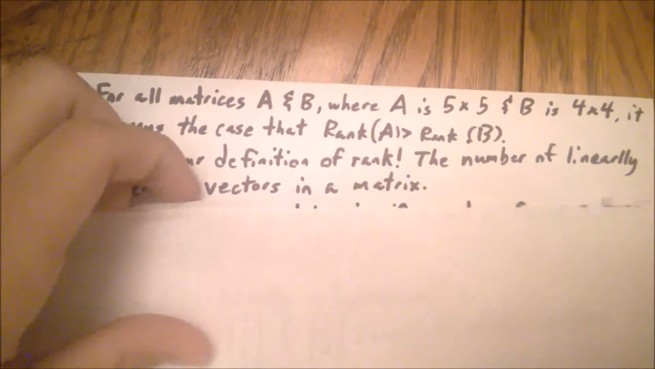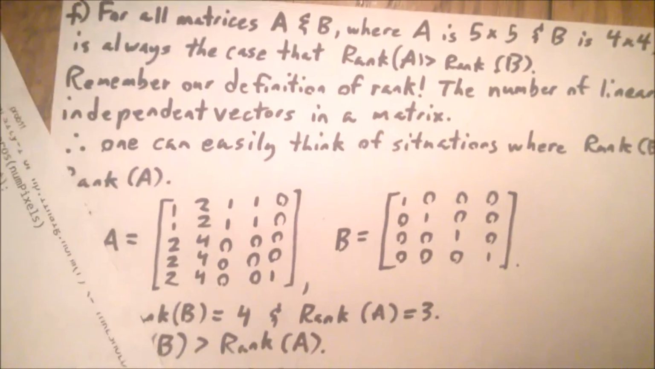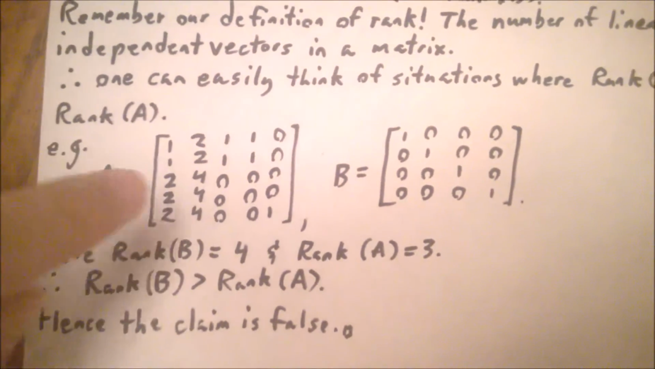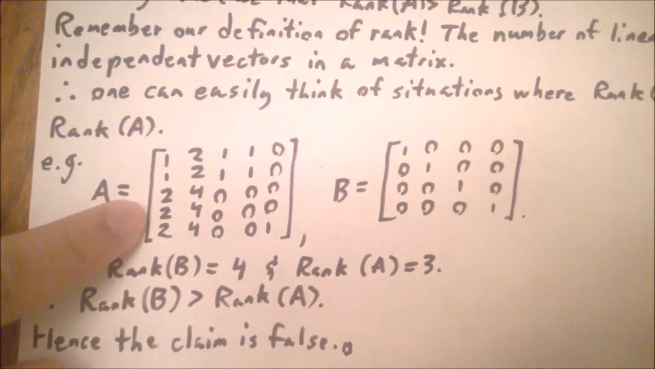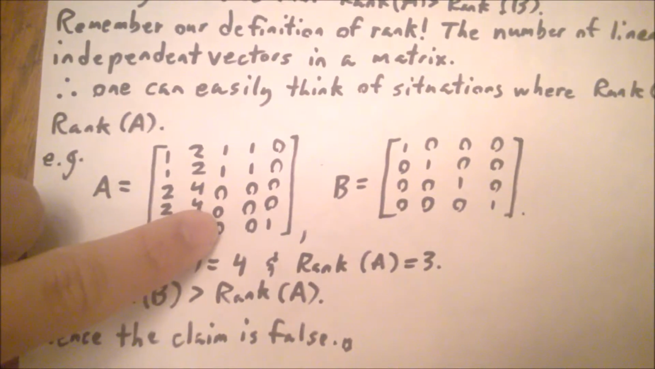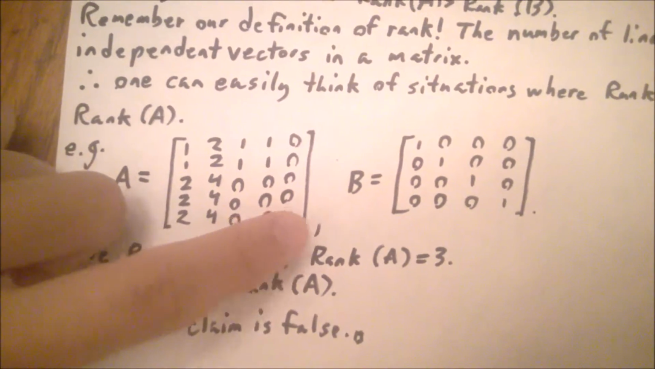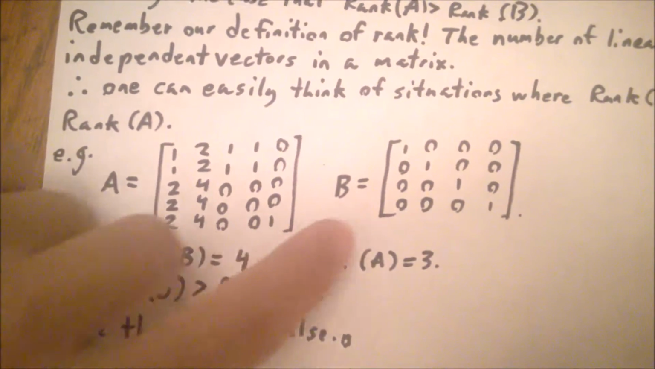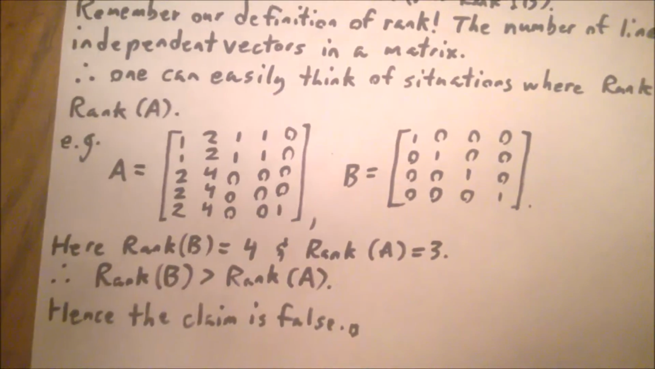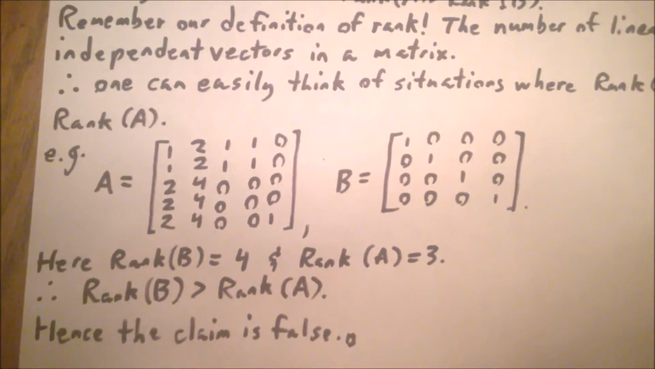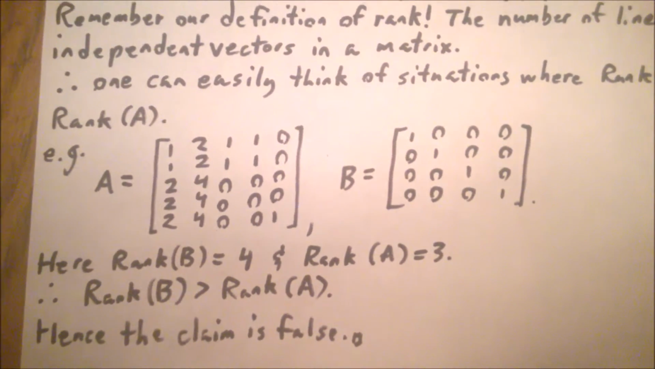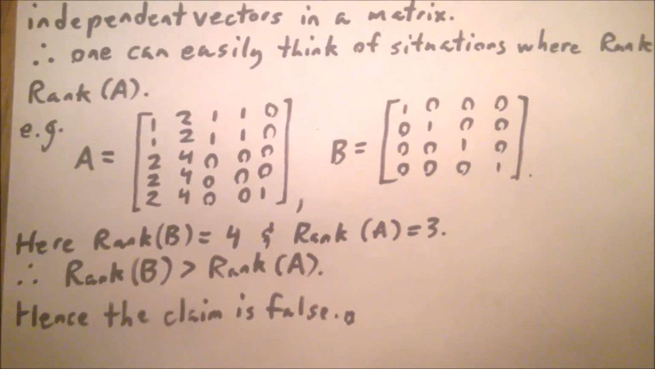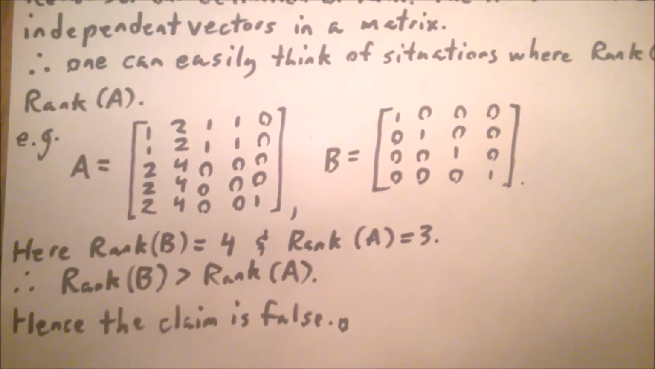So I'm going to bring up an example right here. So one can see this example. We have one linearly independent vector here, one linearly independent vector here, and one linearly independent vector here, which totals up to 3. And then here we have 4 linearly independent vectors. So automatically we know this claim is false, because we can see here a situation where the rank of B is greater than the rank of A, which is the exact opposite of this claim.